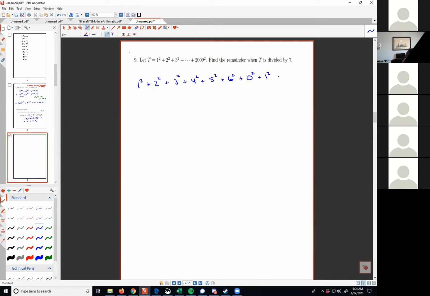That the residues repeat themselves. Yeah, we have a lot of repetition. Where do we end? What's 2009 modulo 7? Zero. Yeah, it's 0. That's right.